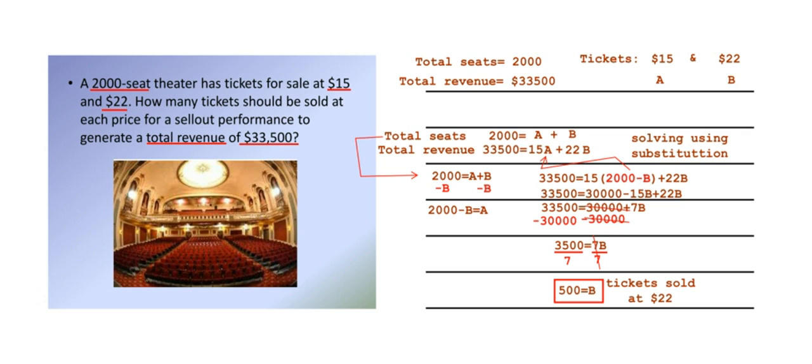So how many tickets were sold at $15, way further to the back where you can barely see? Let's substitute the B value back into the previous equation: 2,000 minus B equals A. Substituting, 2,000 minus 500 equals A. That gives us 1,500 tickets sold at price A, which is $15. So once again, 1,500 tickets sold at $15, and here we now have both values: tickets sold at A price, $15, 1,500, and tickets sold at $22, 500.